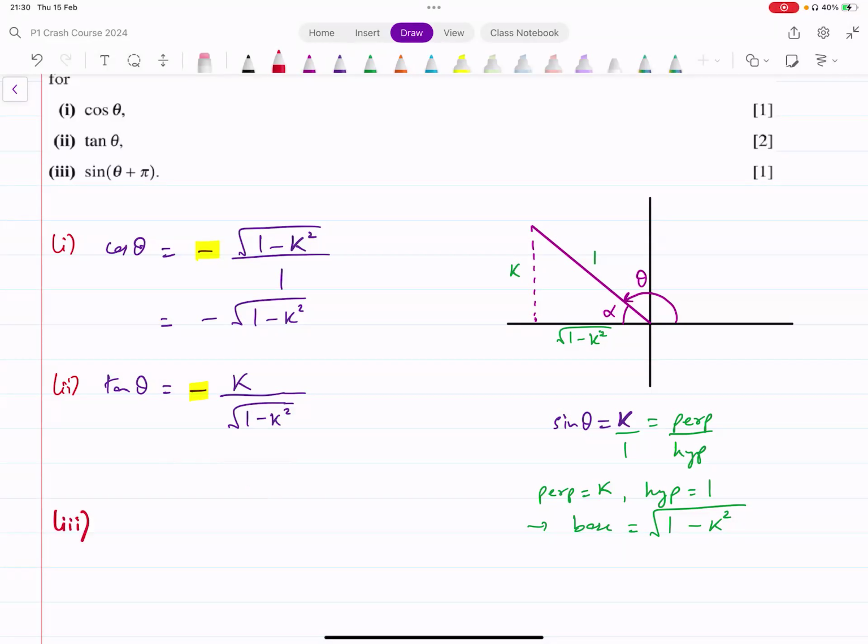Any problem with the first two parts? No, sir. No? What about the last part now? Theta plus pi. How would we do this now? Where is this angle going to be? In the third quadrant, sir? Are you sure? Third quadrant?